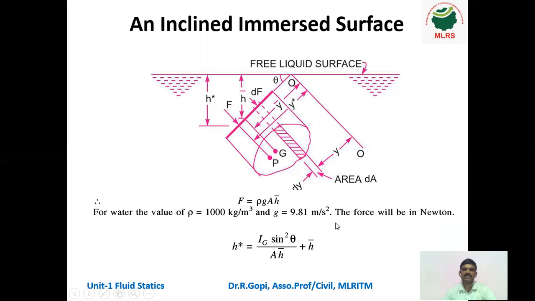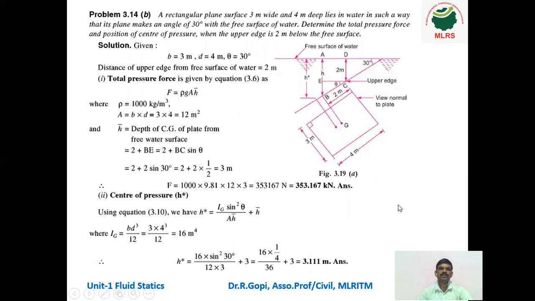So now we will see the problem. This is the first problem. A rectangular plane surface of 3 meter wide and 4 meter deep lies in water in such a way that its plane makes an angle of 30 degree. Assume that this is a rectangular plate, 3 meter and 4 meter. It is placed 30 degree from the free water surface. Determine the total pressure and the position of the center of pressure when the upper edge is 2 meter below the free water surface.